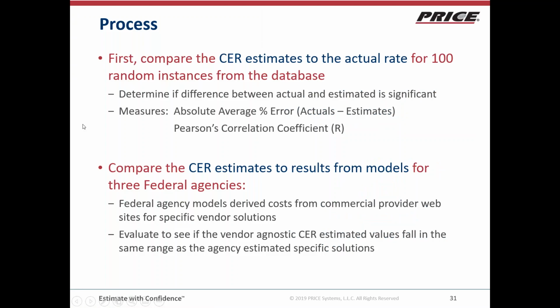So with the process of how we did this, we wanted to compare the CER estimates for 100 random instances from the database to determine if what we would get using our CER versus the actual is significant. So we wanted to use absolute average percent error and Pearson's R to make a comparison. And then we also were able to get a hold of some models from some federal agencies and compare our CER estimates and storage models to that. We wanted to see if we were within the same range.